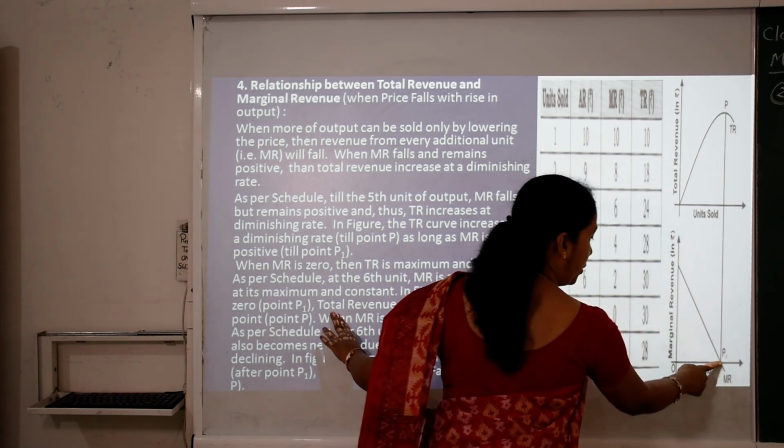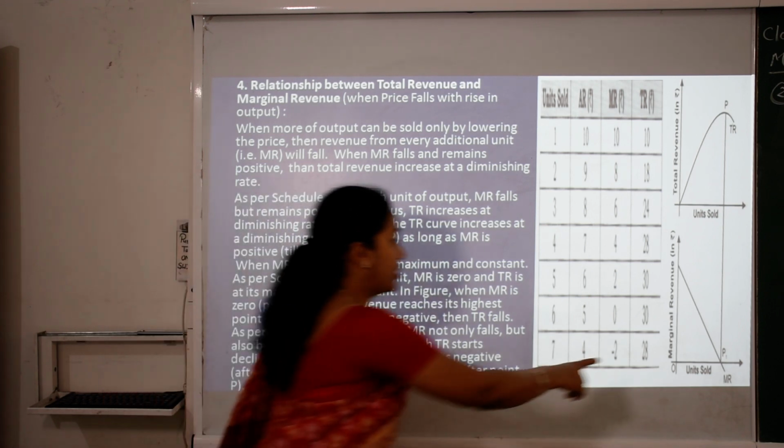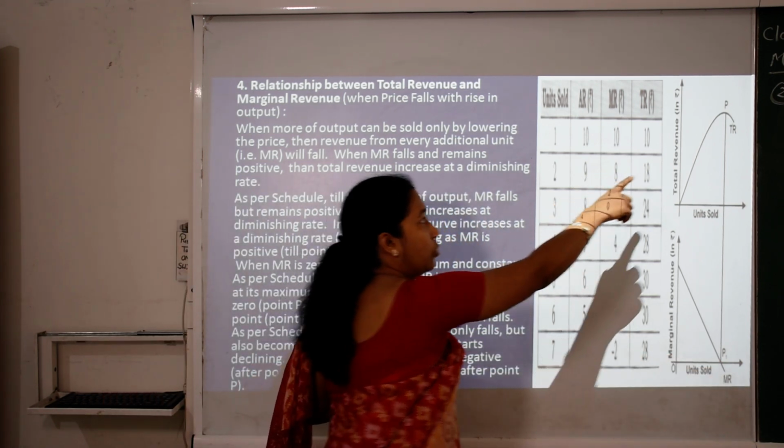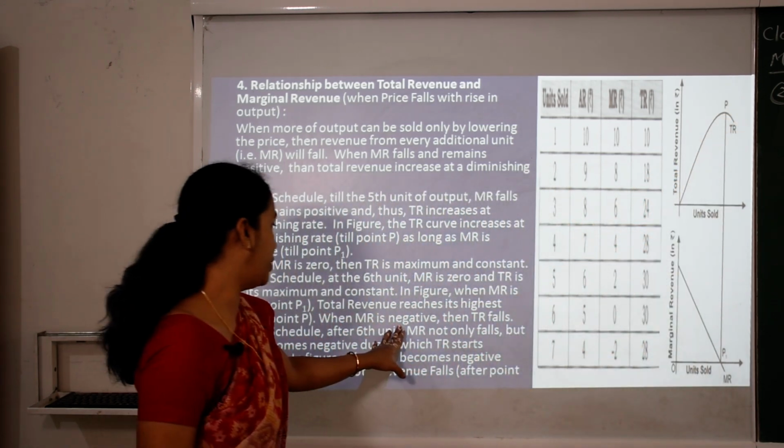and marginal revenue is zero at point P1, it is falling actually. So after this particular point, that is P1, marginal revenue will be negative and the total revenue curve after point P will be falling at a diminishing rate.